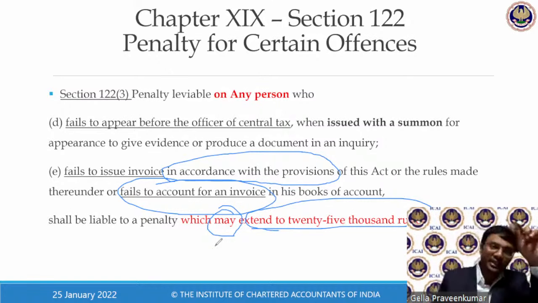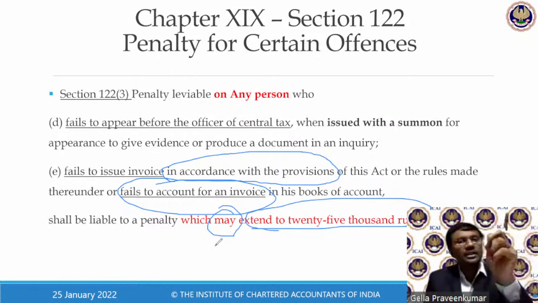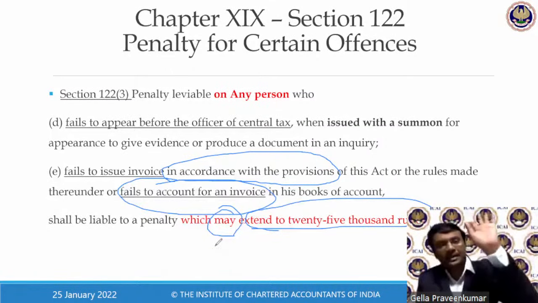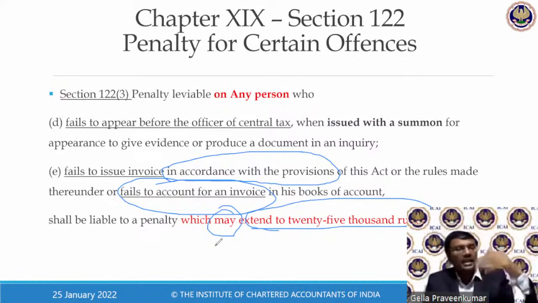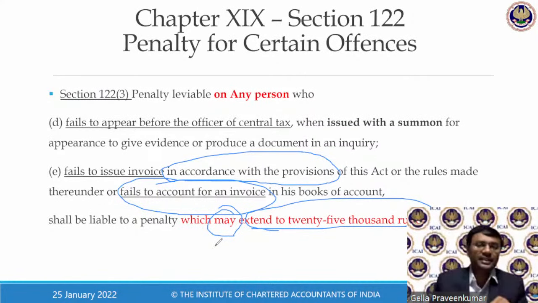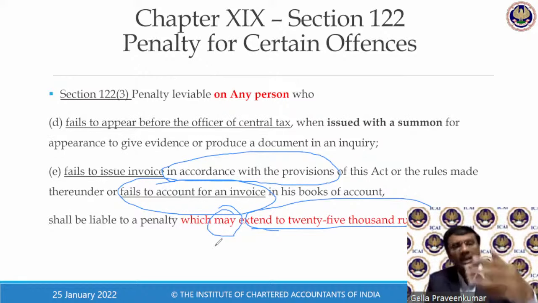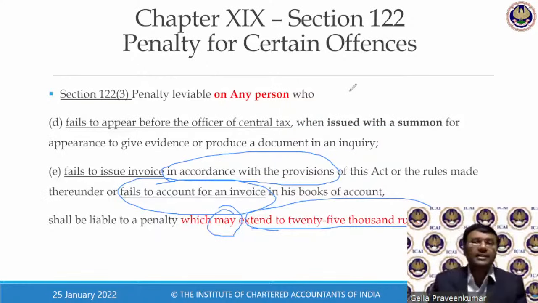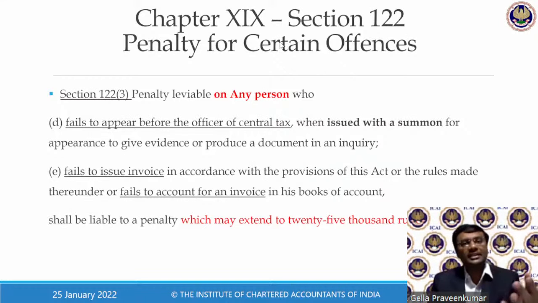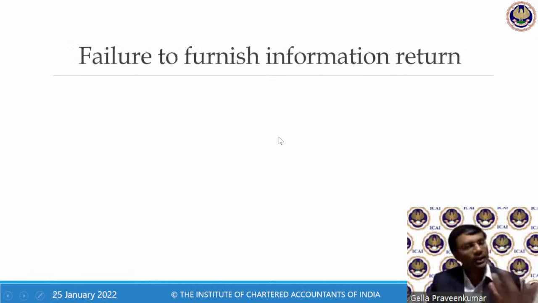In case of 122 subsection 2, 10,000 or tax, whichever is higher. Now here, penalty may extend up to 25,000 rupees. So penalty may be levied 1,000, 5,000, 10,000. So it is a prerogative. It is a directive principle for an officer. You have a choice. Whatever you want to levy, you can levy.